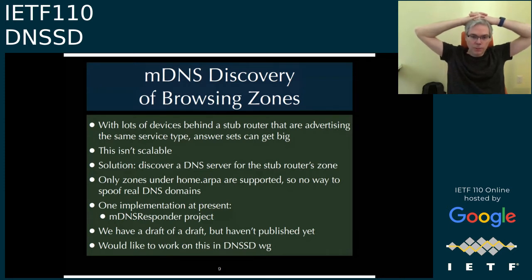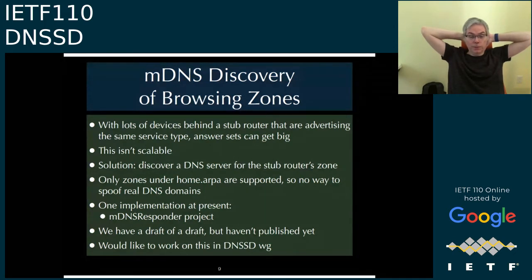We have one implementation. It's in the MDNS Responder project. That's not actually been pushed out yet, but it'll be pushed out soon. And we have a fairly good document, but I haven't gotten around to turning it into an internet draft. It's just an internal design doc that needs to be turned into an internet draft. So this is work that I'd like the DNSSD working group to consider. I think this is a really useful thing to be able to do. It'd be nice to have more eyes on it.